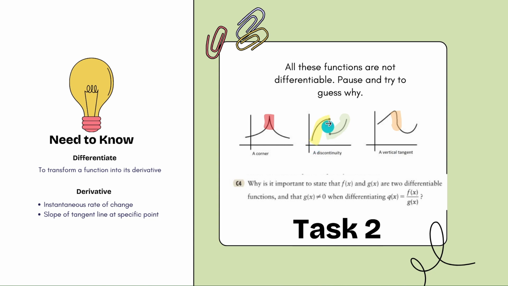Over here, there is a discontinuity, and we know that limits are connected to derivatives and slope. So if the limit does not exist, we also cannot find the slope. And over here, it talks about a vertical tangent. You cannot find the slope of a vertical tangent because it's just a vertical line, and you cannot find the slope of a vertical line.